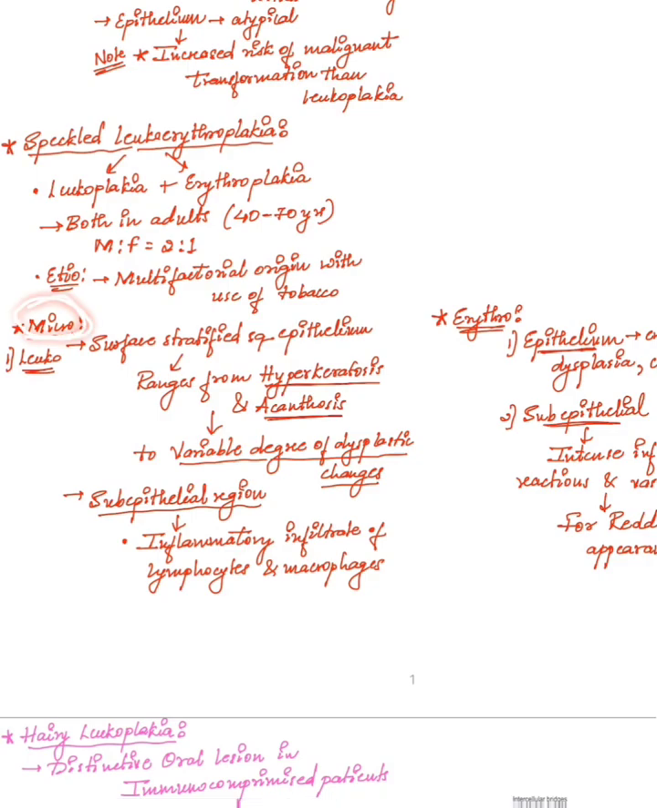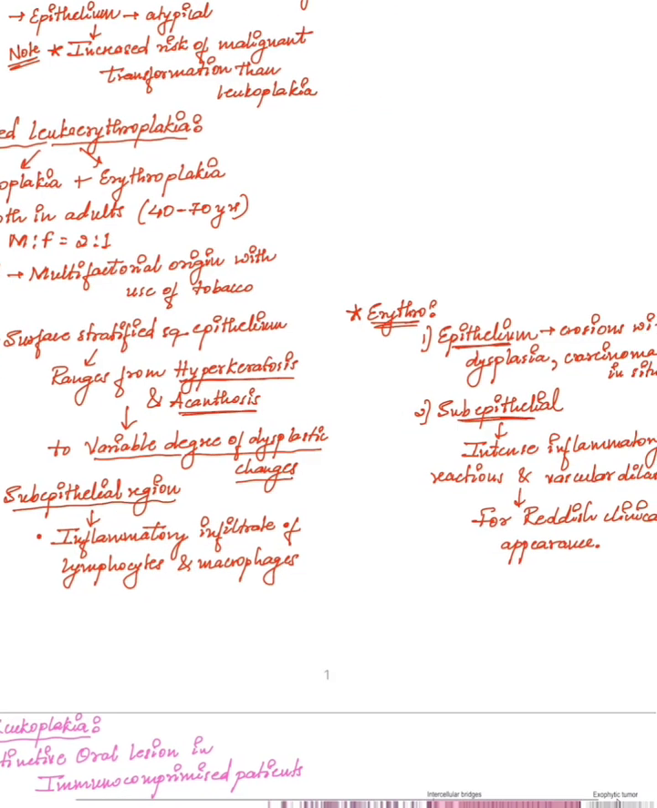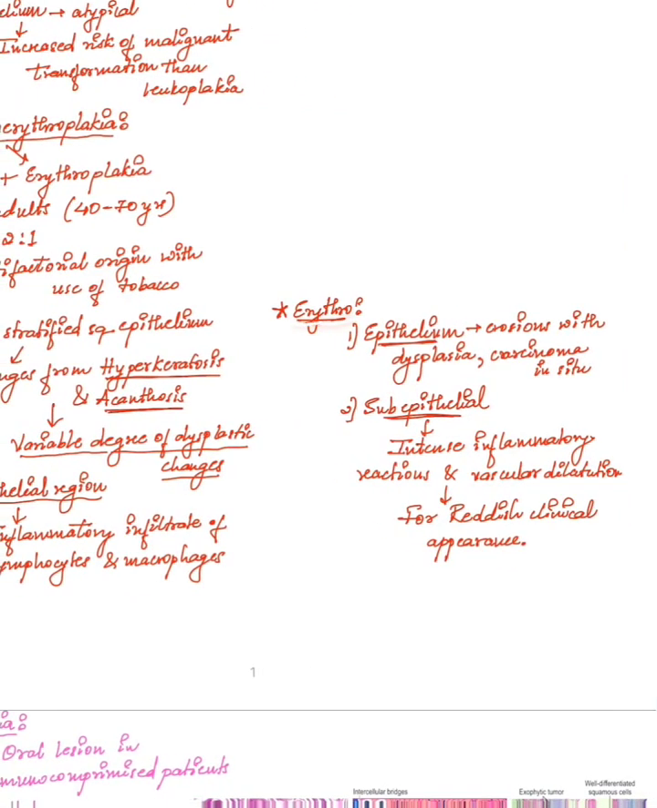Microscopic study shows that in leukoplakia, the surface stratified squamous epithelium ranges from hyperkeratosis and acanthosis to variable degrees of dysplastic changes. In the subepithelium, it has an inflammatory infiltrate of lymphocytes and macrophages. Microscopic study of erythroplakia shows that the epithelium has erosions with dysplasia and carcinoma in situ. In the subepithelium, it has intense inflammatory reactions and vascular dilations for the reddish clinical appearance.